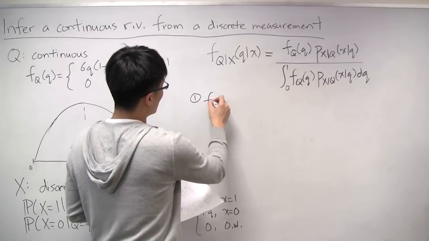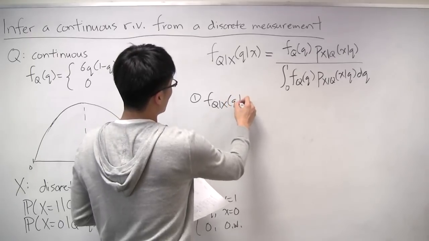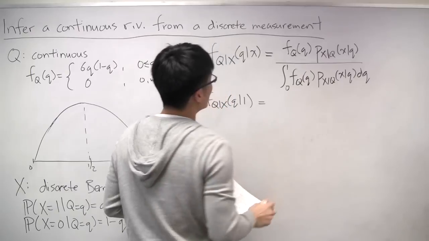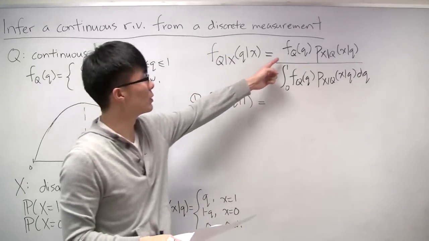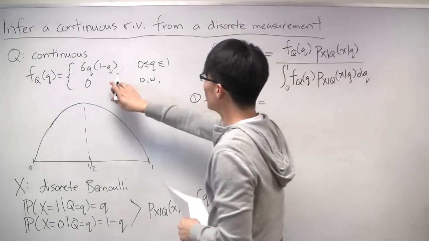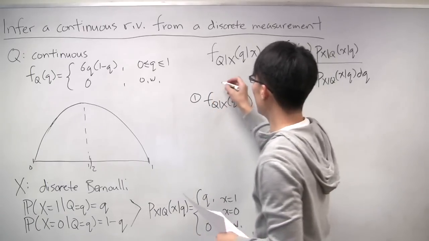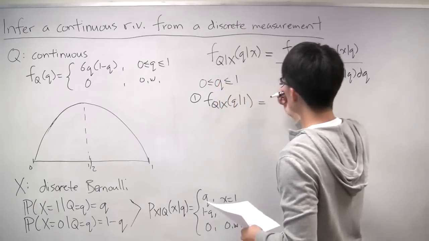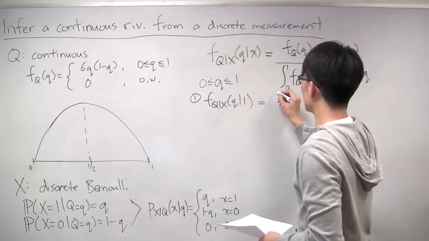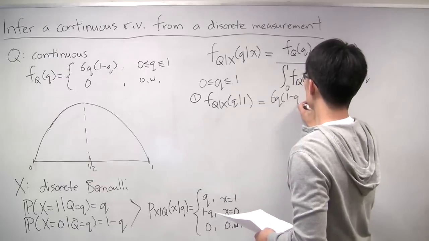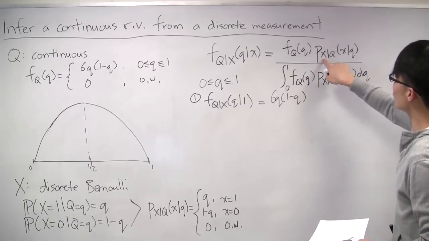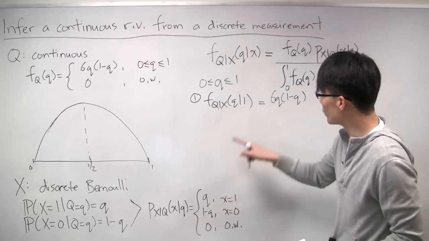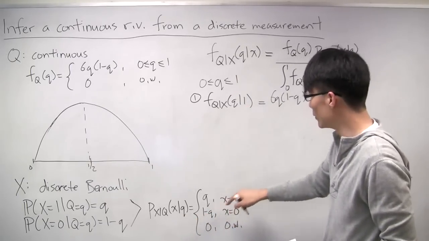So the first one is, let's look at the case where x equals 1 first. Now let's just plug in what all these different terms should be. Well, the PDF of q we're given, and of course we're looking here at q between 0 and 1. And so within that range, the PDF of q is just 6q times 1 minus q. And the conditional PMF of x, we know that from our model, because we're looking at the case where x equals 1, that conditional PMF is just q.